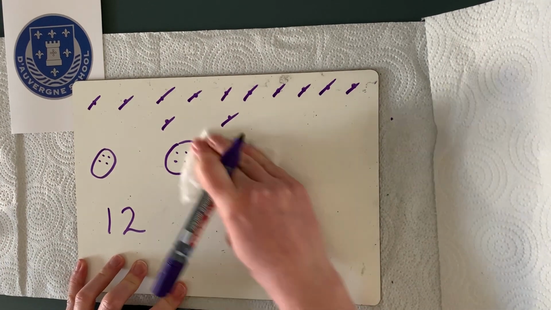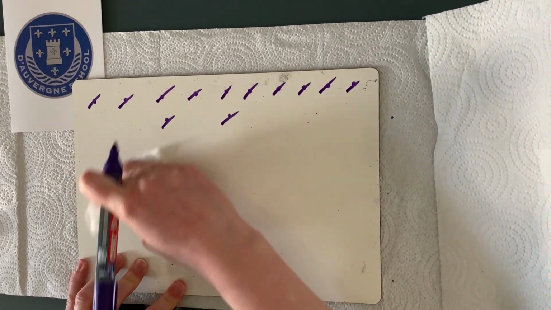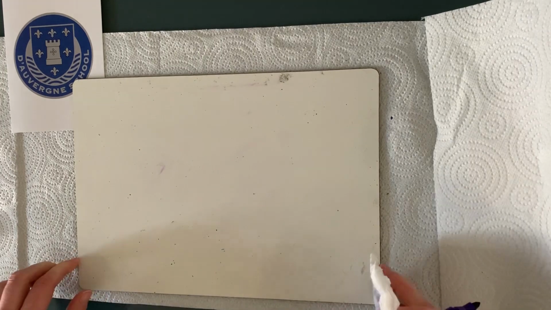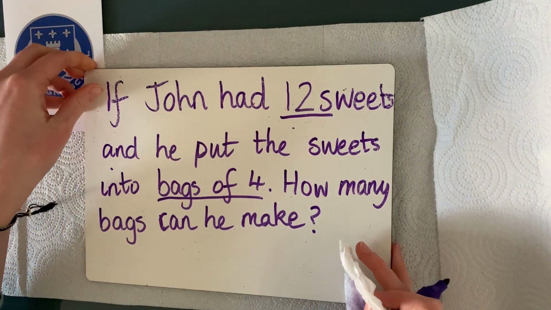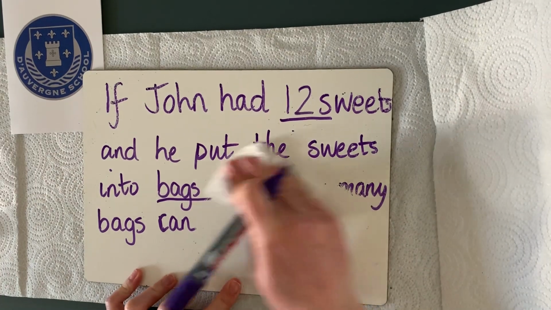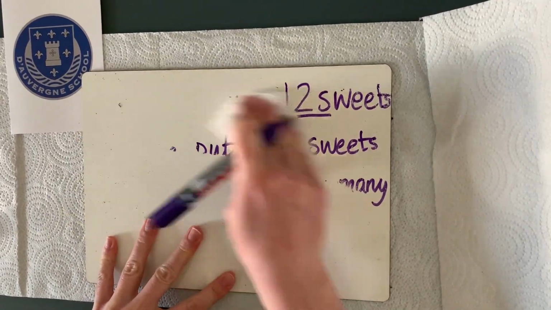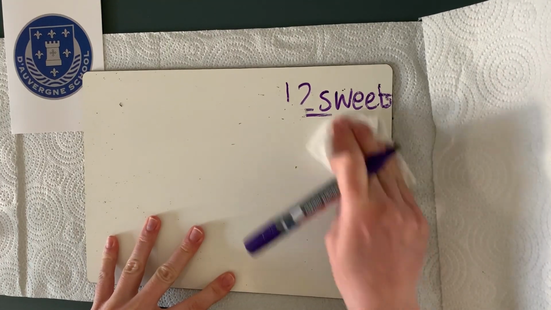The grouping and the sharing methods are really only efficient if your dividend, which is the number that you are dividing, is quite a small number. As soon as you get into bigger numbers, you need to think of a different method that you can use that is going to be efficient. Otherwise, it's going to take too long.